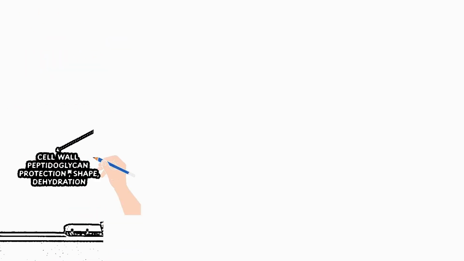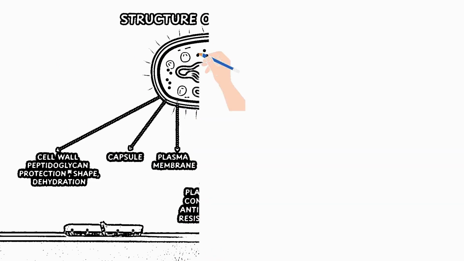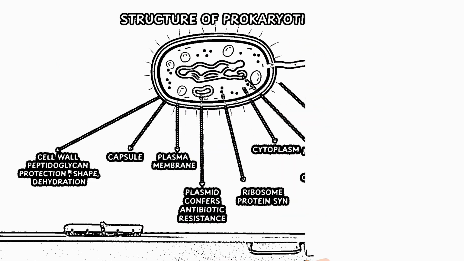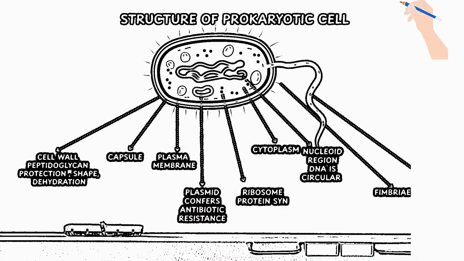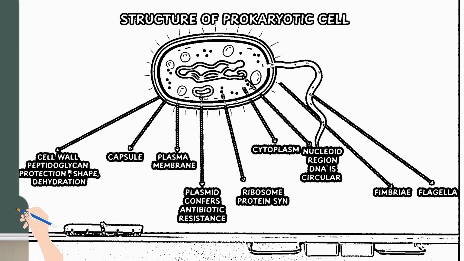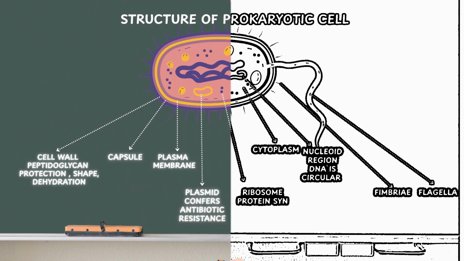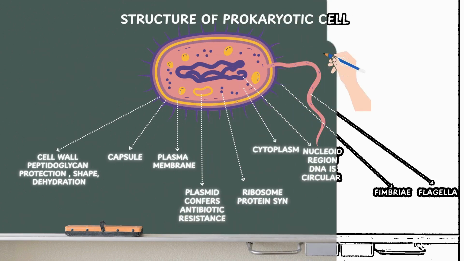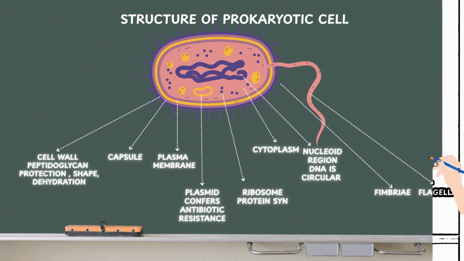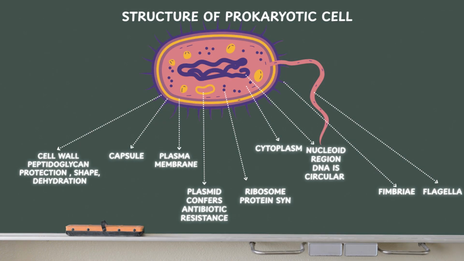Structure. Prokaryotic cells have a cell wall made of peptidoglycan that acts as an extra layer of protection, helps in maintaining the cell's shape, and prevents dehydration. It has a capsule, a plasma membrane that separates the cell's interior from its surrounding environment, and the cytoplasm, which is a jelly-like substance within the cell. The genetic material of a prokaryote is circular and it is located in a region called the nucleoid.